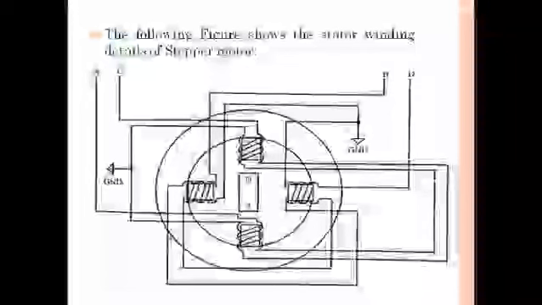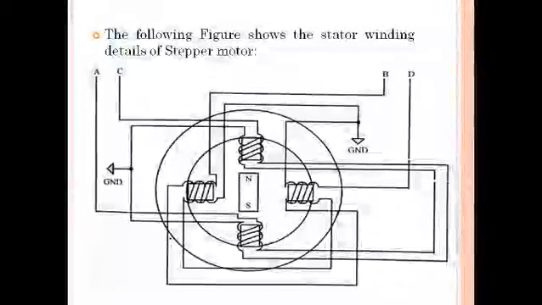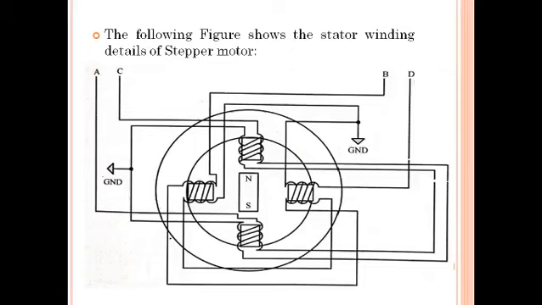The following figure shows the stator winding details of a stepper motor. It contains 4 coils named A, B, C and D here. And here energizing a coil winding creates an electromagnetic field with north and south poles here. The stator carries the magnetic field, and the magnetic field can be altered by sequentially energizing or stepping the stator coils, which generates the rotary motion here.